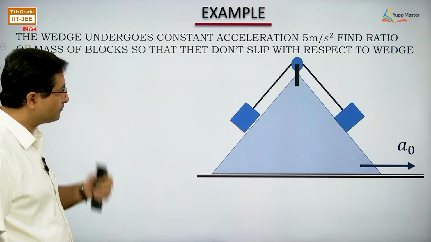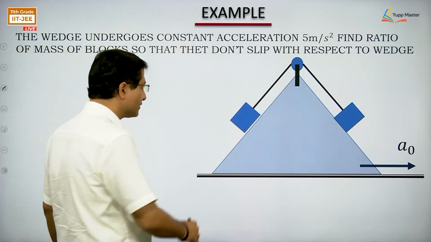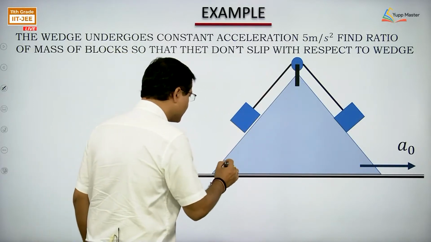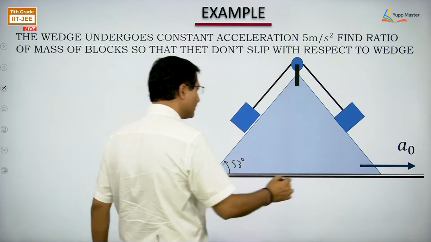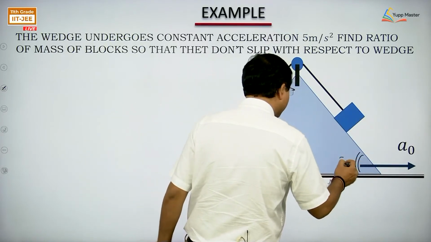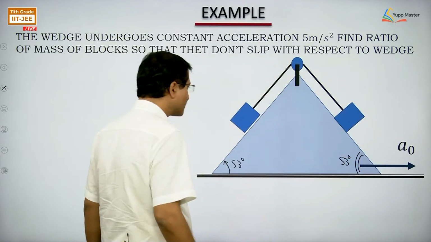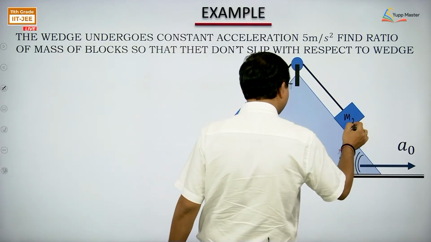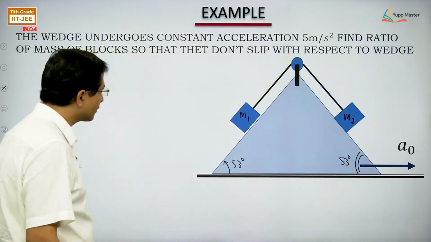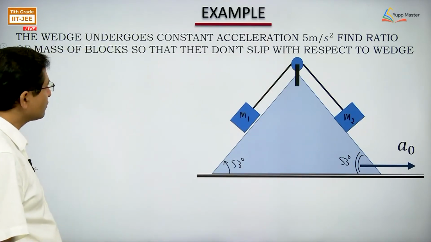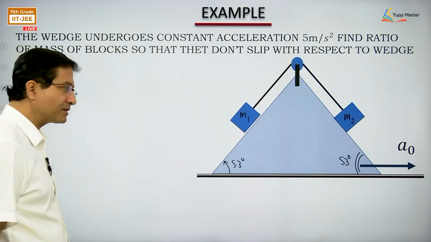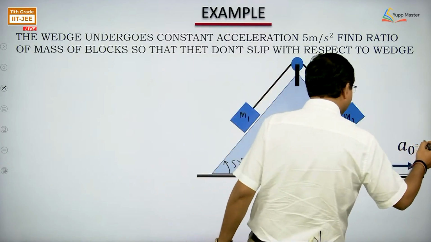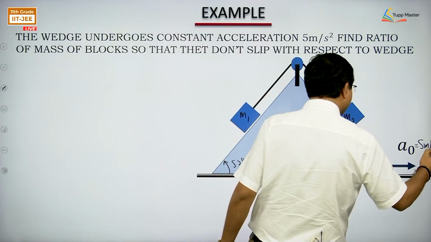So we have got one wedge and this angle is 53 degrees, it is given. The same we have here, 53 degrees. The mass of this block is m1 and the mass of this block is m2. Now go through the question. The wedge undergoes constant acceleration. It is given as 5 meter per second squared. So this wedge is accelerating in this direction with 5 meter per second square.